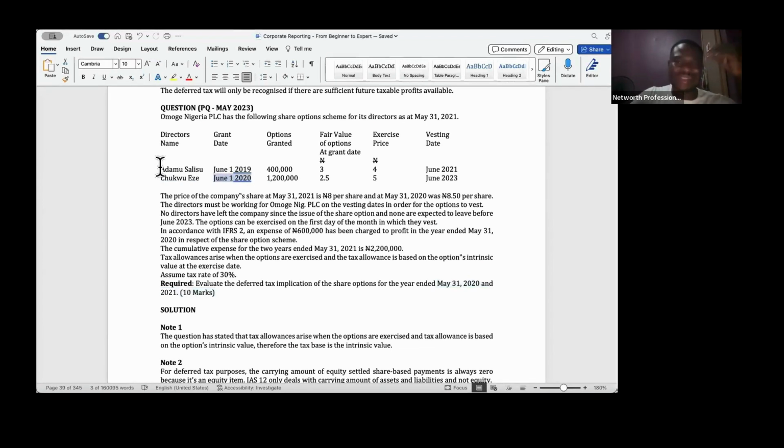You just need to get the intrinsic value, which is this 4 naira compared with this 8.5 naira. That gives you the intrinsic value. Multiply by these 400 options. And that's your tax base. Just the vesting period is 2 years. Whatever you get, by the time you multiply by 30%, just do times 1/2.